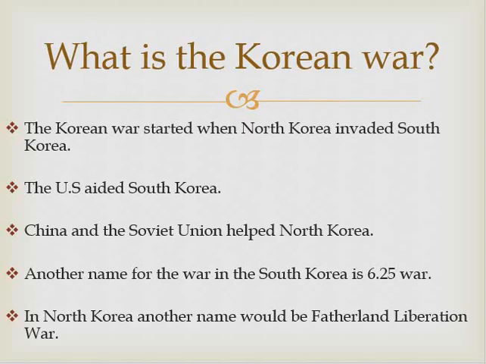What is Korean War? The Korean War started when North Korea invaded South Korea and US aided South Korea. China and Soviet Union helped North Korea. Another name for the war, sometimes in South Korea, is termed as 6.25 War, and in North Korea it is termed as Fatherland Liberation War.